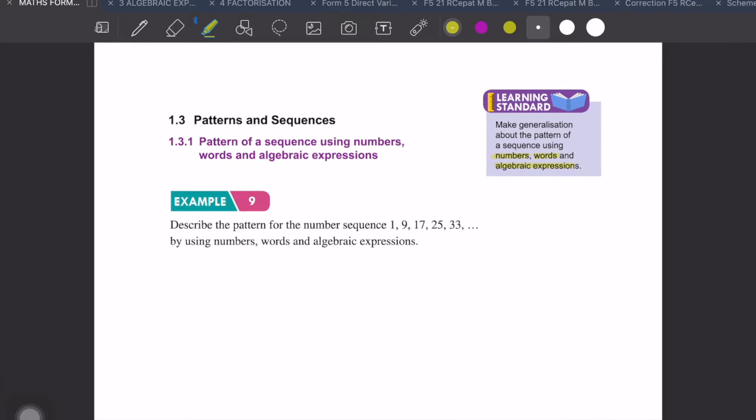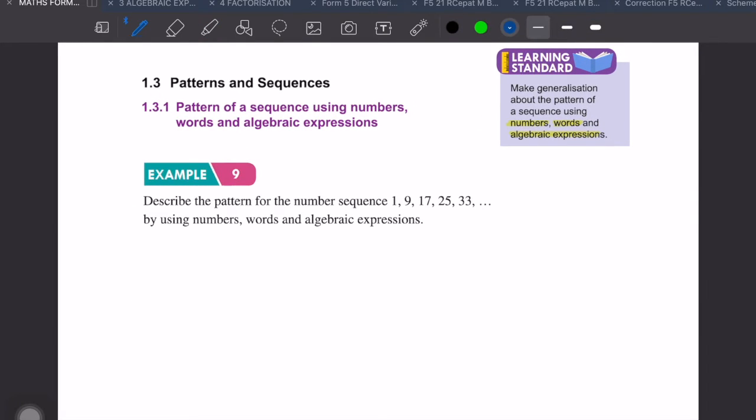So look at the first example. Describe the pattern for the number sequence 1, 9, 17, 25, 33, and so on by using numbers, words, and algebraic expressions. So the first part, for the first one, I will use numbers.